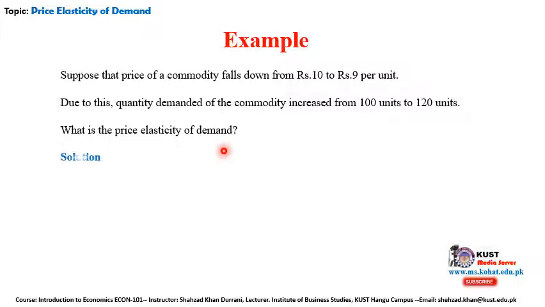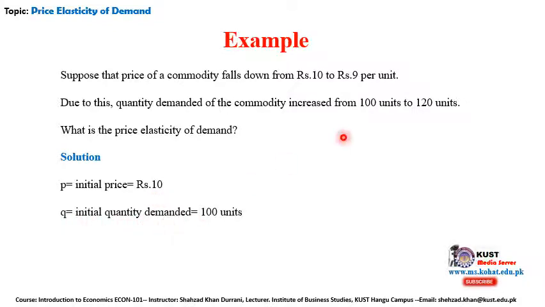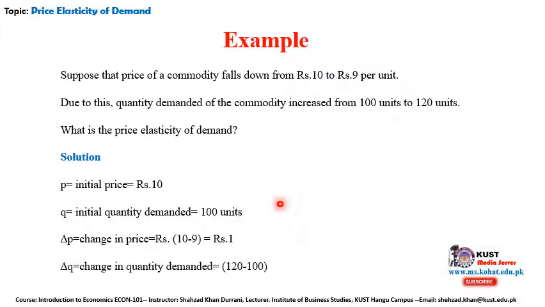First, we will try to understand this question again. It is given that the initial price is rupees 10, so I just wrote here initial price rupees 10. Then we have the initial quantity demanded, which is 100, the original is 100. Then we have the change in price, 10 minus 9, so rupees 1. And then the change in quantity demanded is equal to 120 minus 100, which is 20. Now we are able to solve.